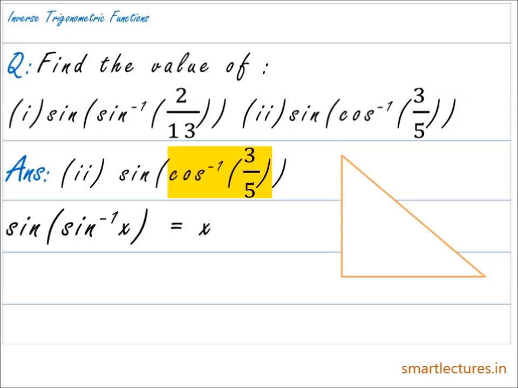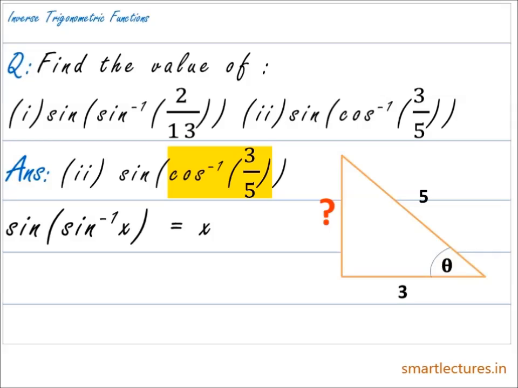Now cos inverse 3 upon 5 is the angle for a right angle triangle in which the ratio of base and hypotenuse is equal to 3 upon 5. Like in this triangle, if base is 3 units, then the hypotenuse is equal to 5 units. So in this triangle, we have the values of two sides and the other side we don't have. Now let's find out the value of perpendicular.